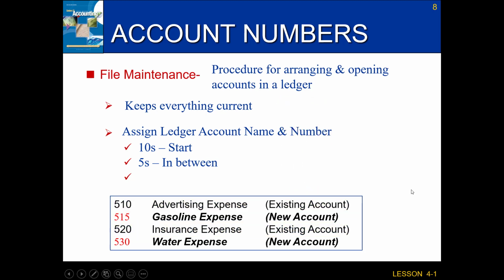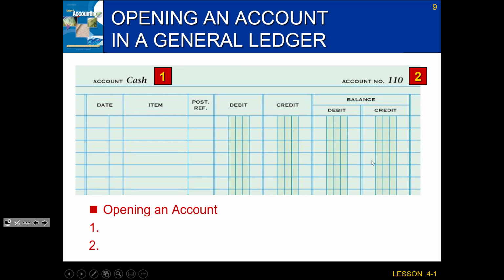If you had something, let's say, in between advertising and gasoline where you've already done a 5, then you can start going by ones for your numbers. So the actual process of opening an account is just writing the account name and number on the ledger form.